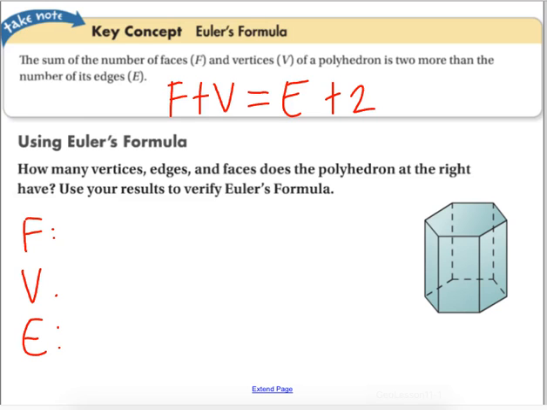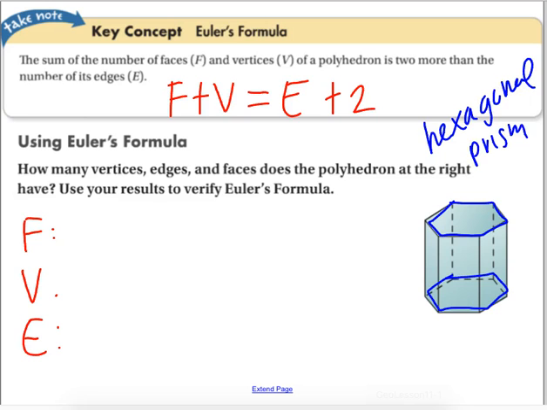This example, if you guys look, here's our base shape. It's a hexagon, and since my sides don't come to a distinct point, it's a prism, so it's a hexagonal prism. Okay, now let's count out our faces. So I have a top and bottom, which gives me 2. Now count out your walls. 3, 4, 5, 6, 7, 8. So a top, bottom, and 6 walls for a total of 8 faces.